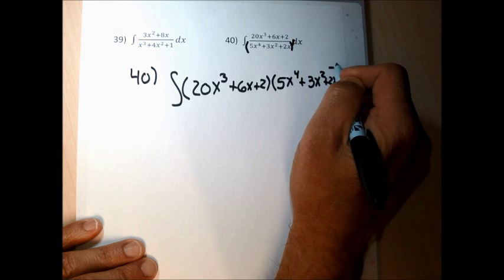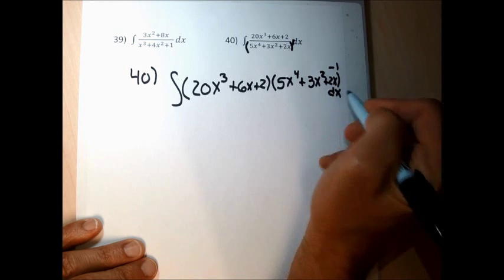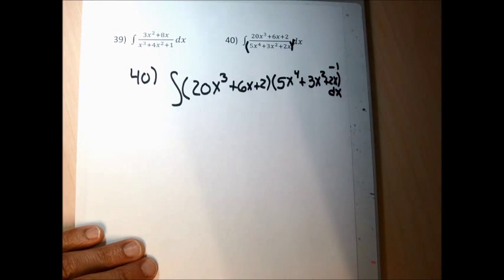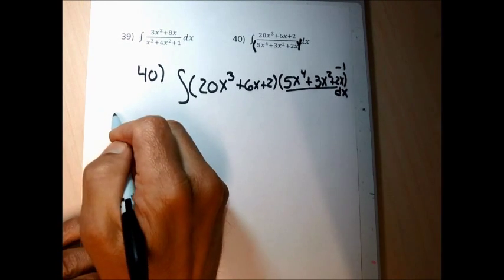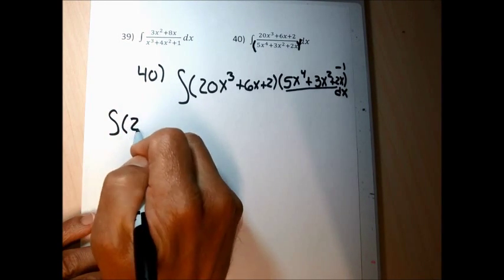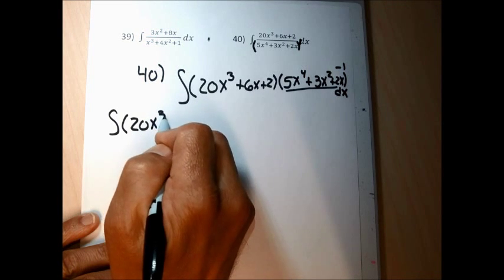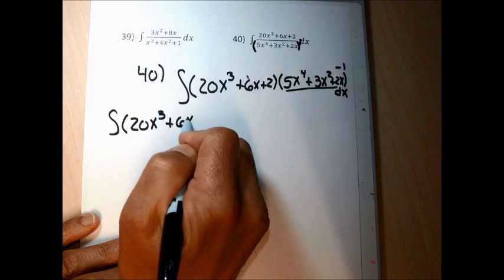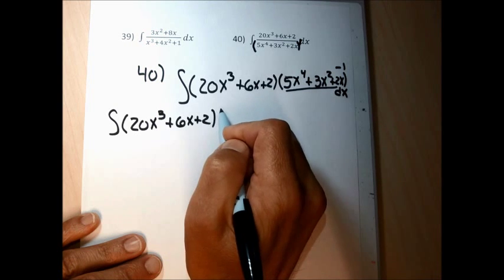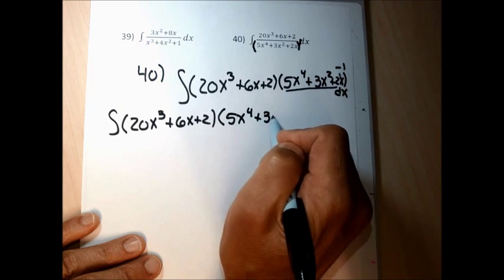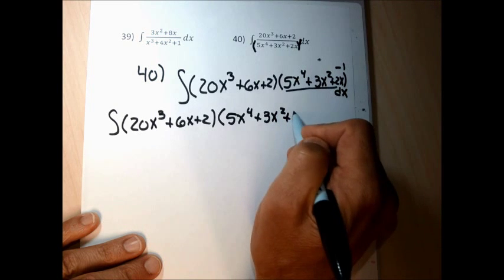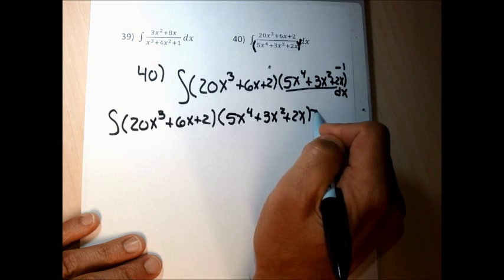It'll get an exponent of -1, and we still have the dx. I didn't gauge that right. I'm going to let u be this. So let me just write that again just in case it's not clear. So this is 20x cubed plus 6x plus 2 times 5x fourth plus 3x squared plus 2x to the -1.